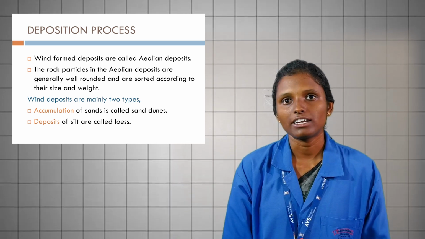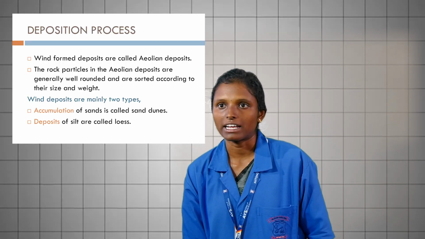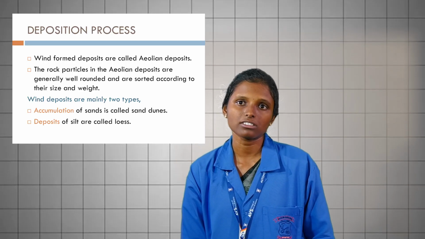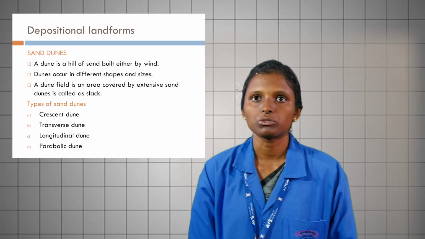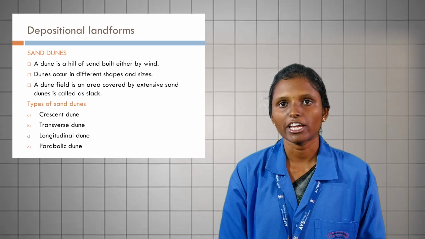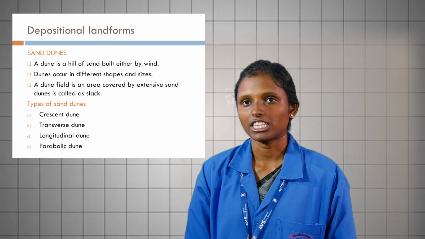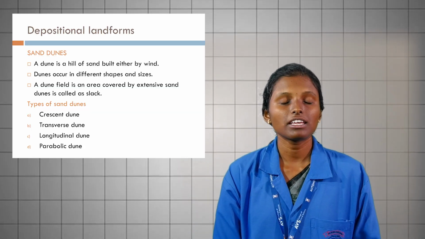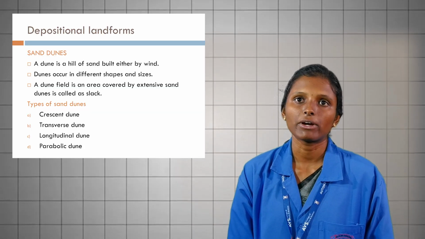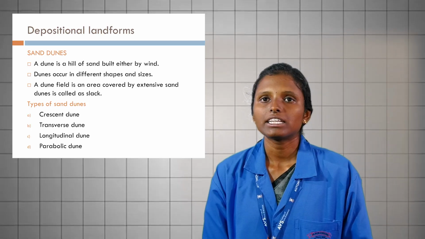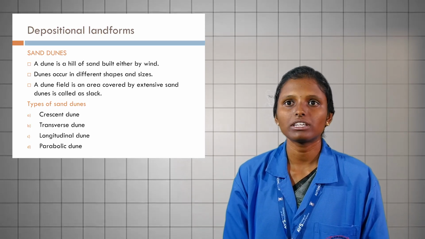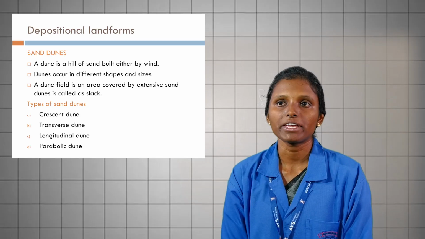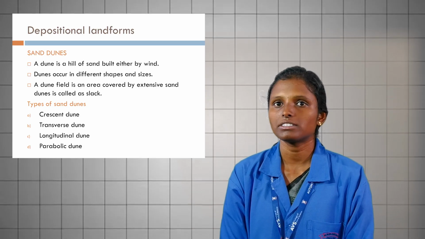What are sand dunes? Sand dunes are nothing but an accumulation of sand. And what is loess? Loess is a deposit of silt. First one, sand dunes. We commonly see this type of structure in desert areas. They are nothing but hills of sand. The hill of sand is built by wind action, and the dunes occur in different shapes and sizes. A dune field is an area covered by extensive sand dunes.